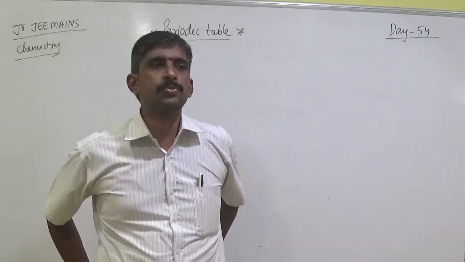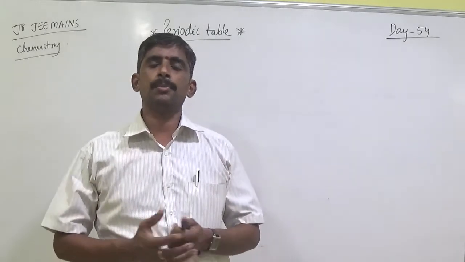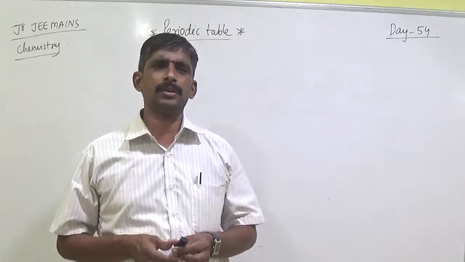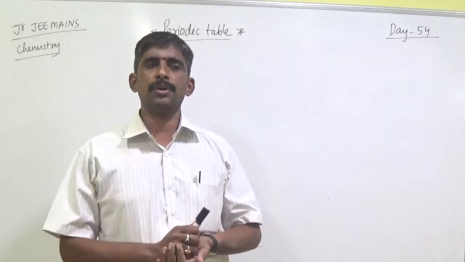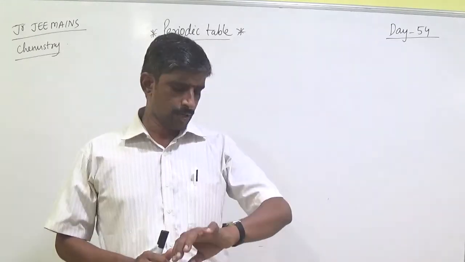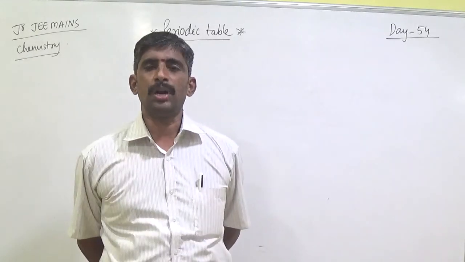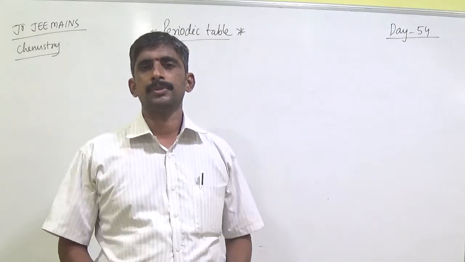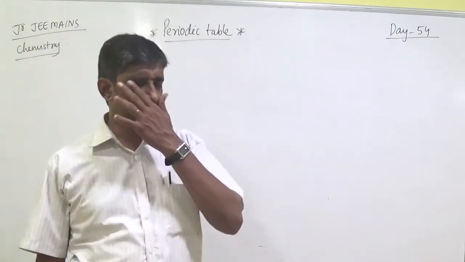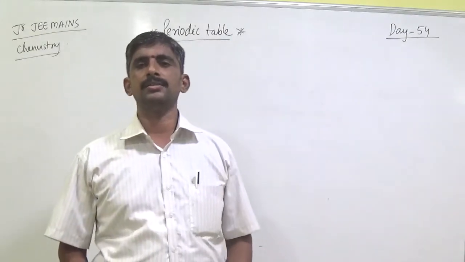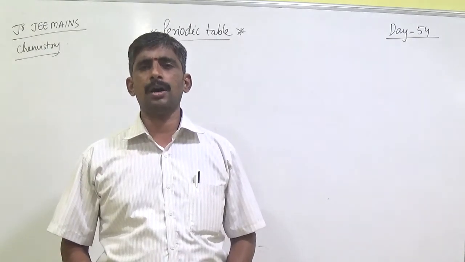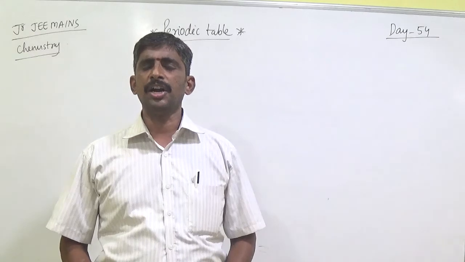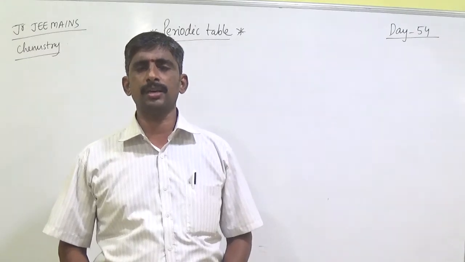Before class I explained the introduction part, and it is completed. Now also, the introduction part is 10 minutes. Before class I explained Dobereiner's triads and Newlands' octaves concept, which is completed. At present around 118 elements are known. After atomic number 92, the elements are called radioactive elements or transuranic elements.